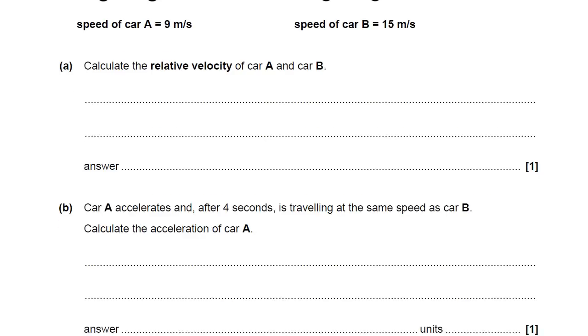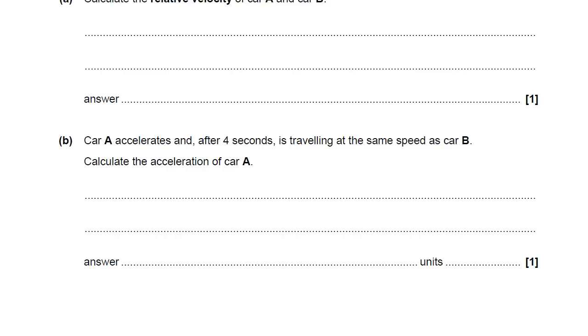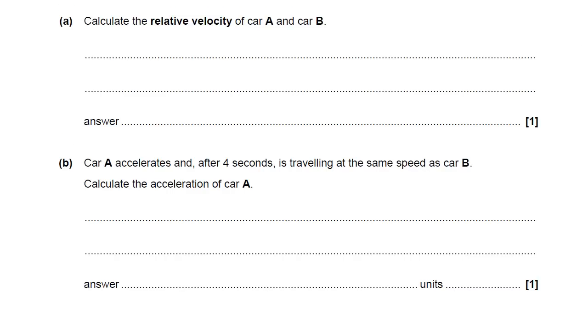Car A accelerates and after 4 seconds is travelling at the same speed as car B. Calculate the acceleration of car A. So you've got the extra data now, 4 seconds, and from the last question we've already got the difference in velocity as 6 meters per second. So you can now calculate the acceleration. I'll give you a clue. Go ahead and find the equation from the equation bank at the front of the paper and have a go at this. Although this should be a pretty quick skill, because it's only worth 1 mark.